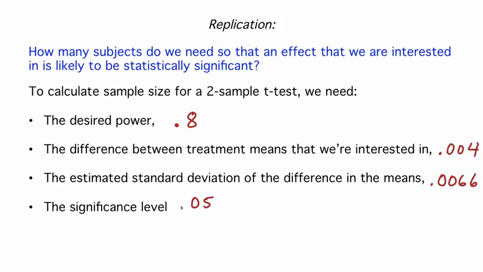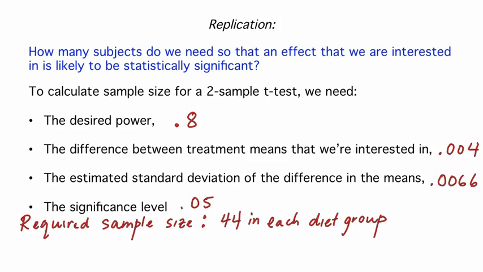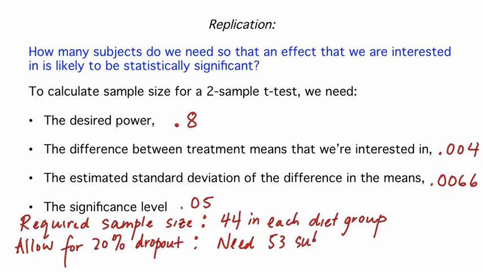Once we've decided on these quantities, we can use statistical software to calculate the required sample size, which I did, and I got that we need 44 subjects per treatment group. Now we expect that some of the subjects will drop out of this lengthy study, so we'll recruit an extra 20%. And 120% of 44 is 53, so we'll need 106 subjects in total.